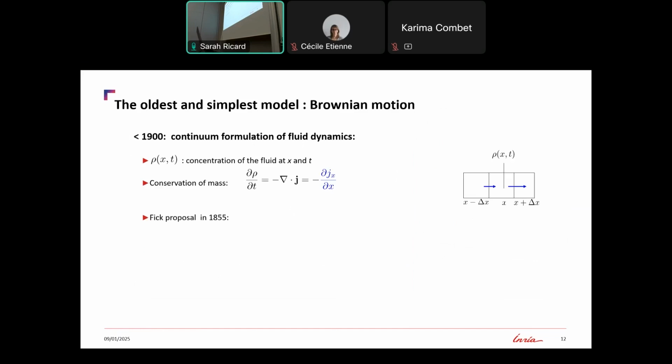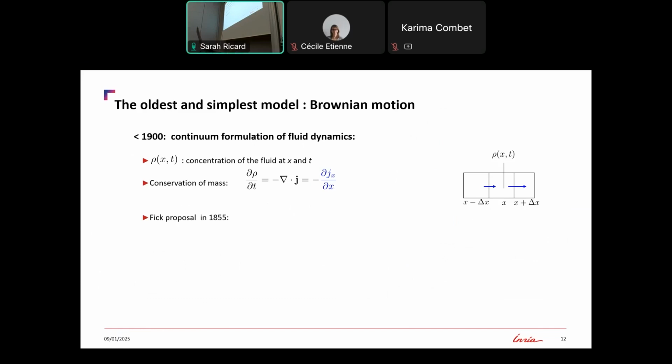It tells you that if the concentration at x varies during t, it's just because it's the difference between the flux that came from the left and the flux that left to the right, right? So the conservation of the mass tells you that the variation in time of rho at x is just the gradient between the things that came here and the things that left from here, right? Nothing is created, nothing is lost, everything is conserved, right?